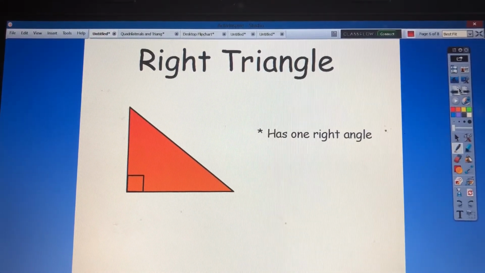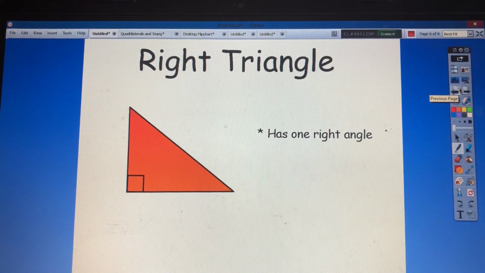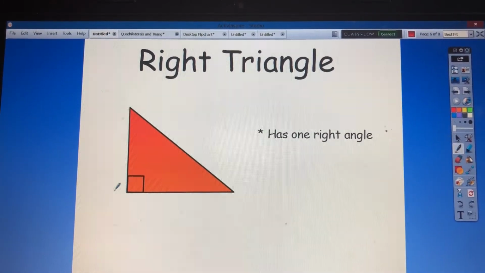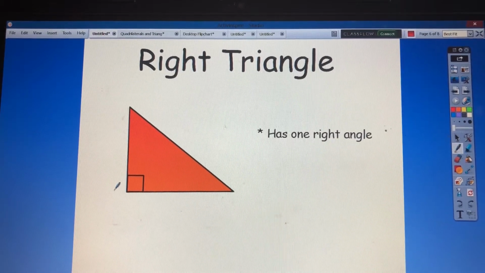We next have a right triangle. A right triangle means you have one right angle in that triangle. The other two are usually acute, but the one is exactly that 90 degrees. And they will usually show it with this little corner box to remind us that is a perfect 90-degree angle. So anything below 90 is acute. Exactly 90 is a right.